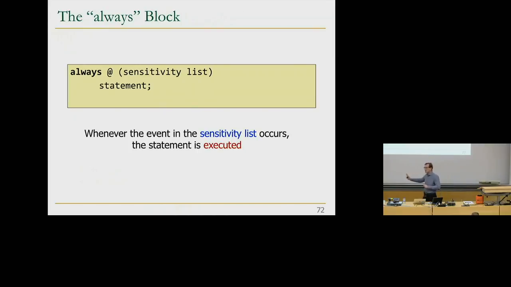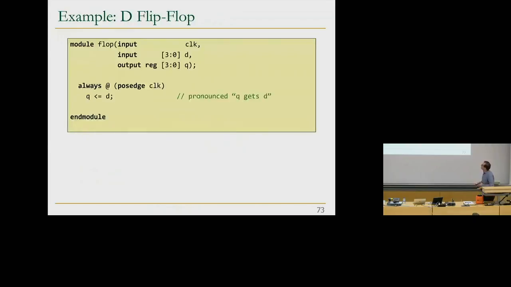That's how you put memory into your block, right? That otherwise part is memory. You remember what was there before. But when the sensitivity list changes, you execute this and you basically capture the value. So you can put anything in the sensitivity list, any input. This is one example.